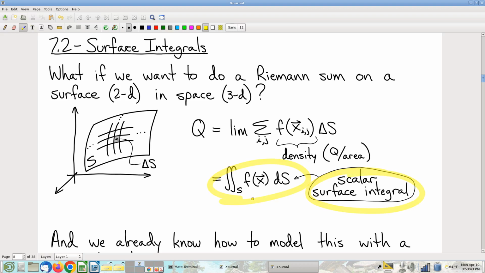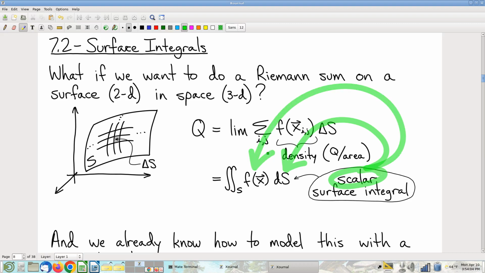So this is what we call a scalar surface integral. The notation pretty naturally comes out of the Riemann sum notation. I think that's all pretty believable. It's just notation. Keep in mind the Riemann sum is the thing. But anyway, we call this a scalar surface integral. And why scalar? Because the differential is a scalar and the integrand is a scalar.